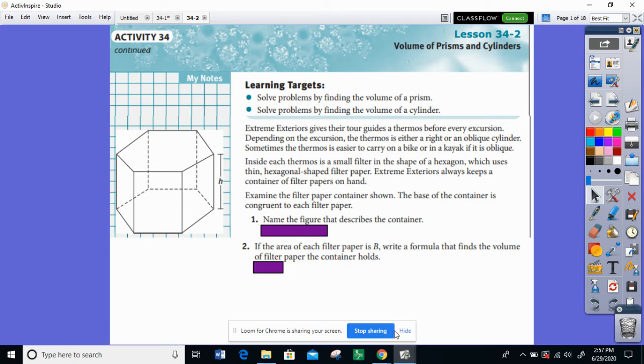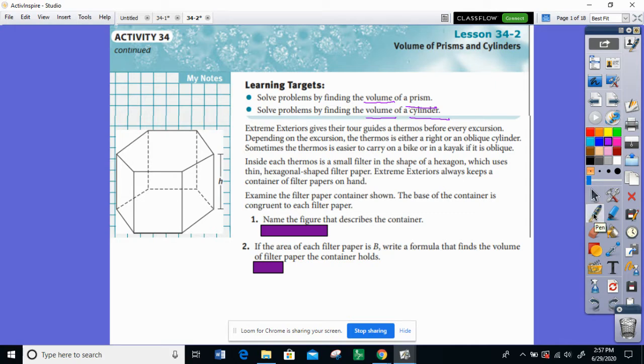Hi there, this is Mr. Schnitzius, and in this video we're going to finish activity 34. Our learning targets in this video are still going to involve prisms and cylinders, but this time we're going to find the volume of both a prism and a cylinder. Let's look at how to do it.